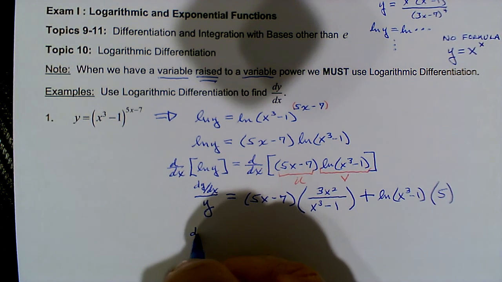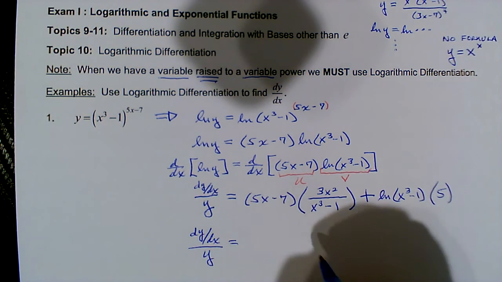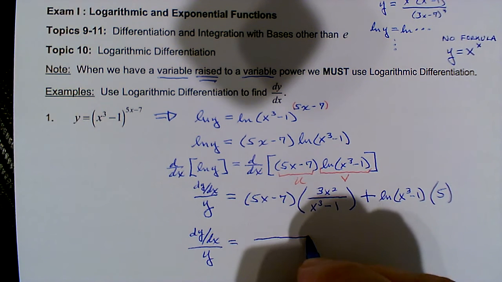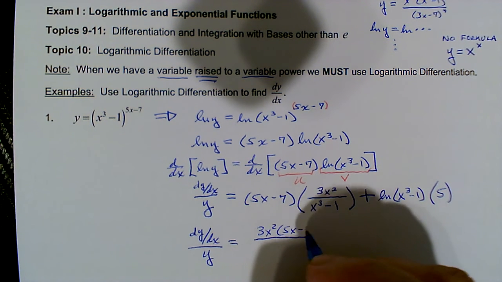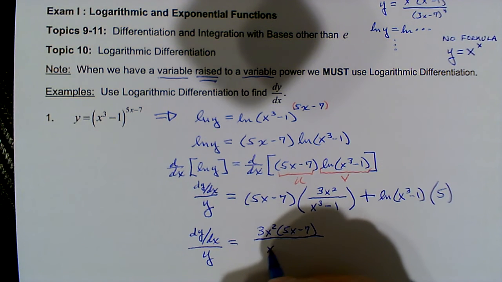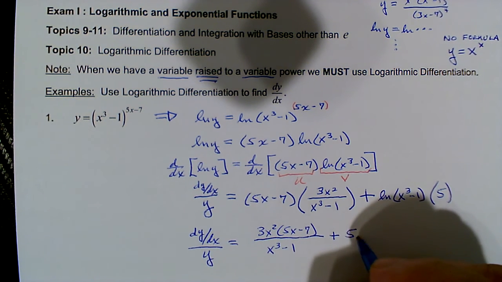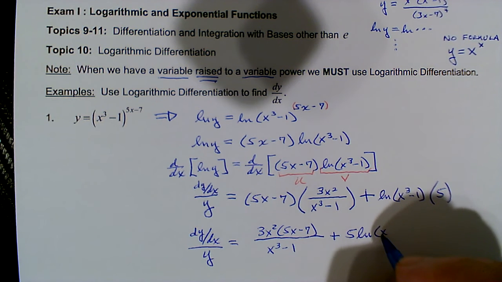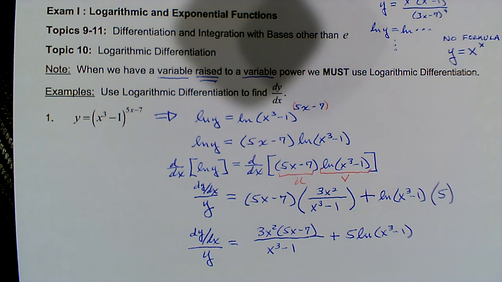And then there's two things left to do. I'm going to rewrite this as dy/dx over y equaling, maybe you'll make this a single fraction, by writing 3x squared out in front of the 5x minus 7 all over the x cubed minus 1, and then plus, we'll bring the 5 out in front of the natural log of that quantity. But then at that point, one final step is to solve for dy/dx. And we need to multiply both sides by y.